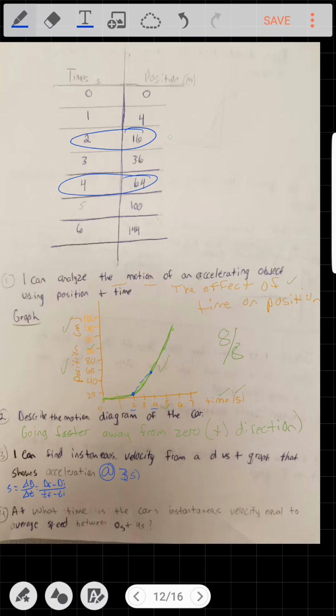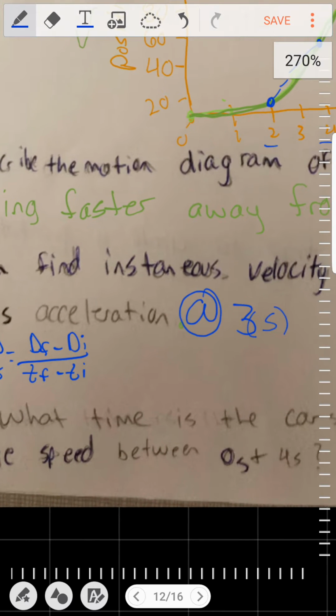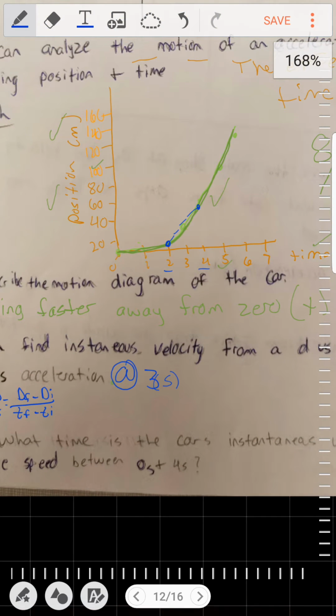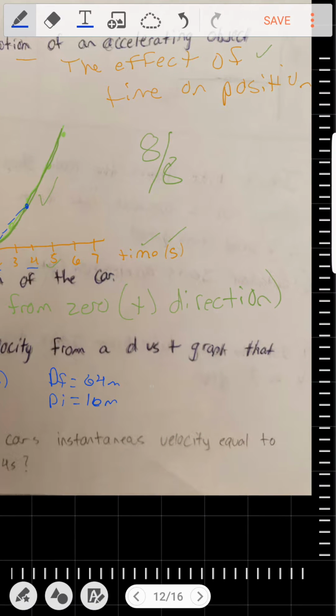This is my distance. So is that my first or my second one? Well, it's my first one. So that makes it my d sub i. This is my d sub f. This makes my t sub i, my time, and my t sub f. So I'll go ahead and, again, I've asked you so many times, write down your variables. So I'm just bringing it over here. d sub f equals 64 meters. d sub i equals 16 meters. t sub f equals 4 seconds, and t sub i equals 2 seconds.